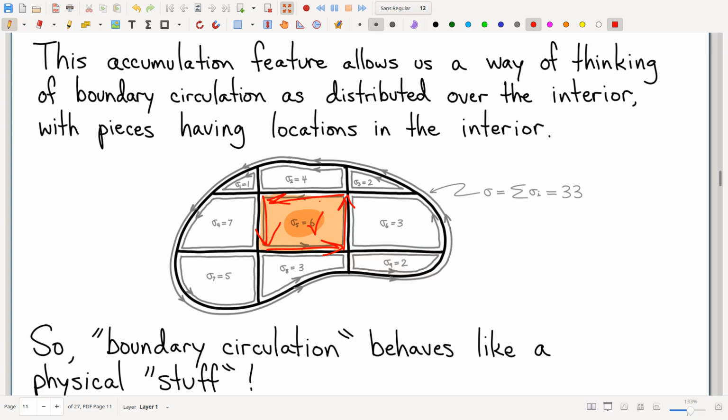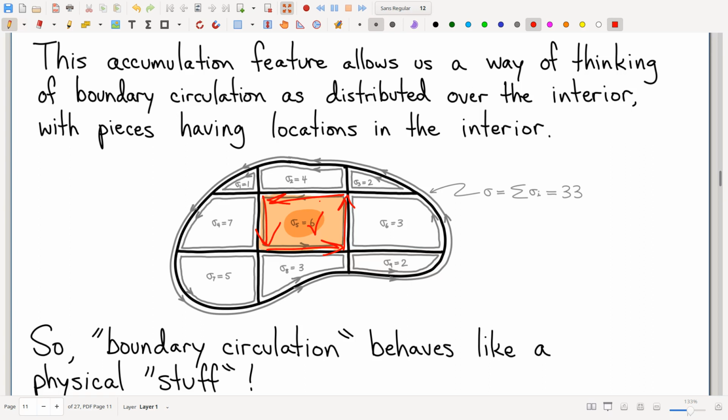And so the weird claim that I'm making is that the boundary circulation that we perceive around this outer, sort of the coastline, if you will, over here, right? That boundary circulation, 6 of that 33 is actually happening in here. And that's where I'm asking you to use your imagination, et cetera.